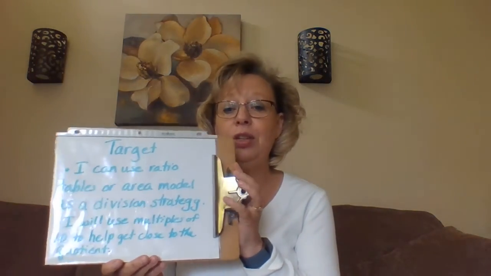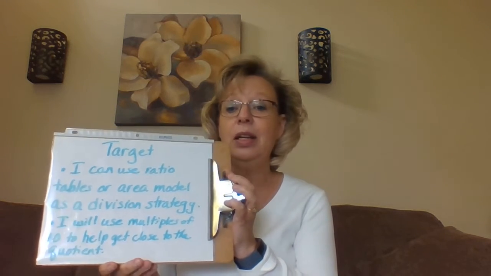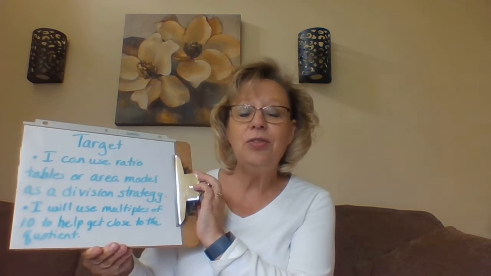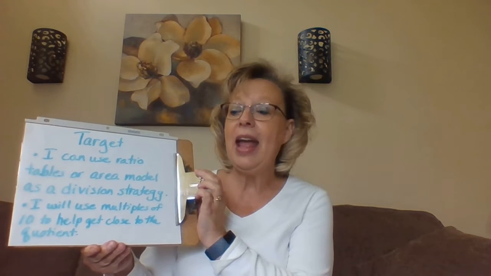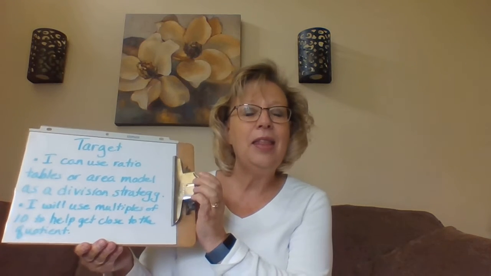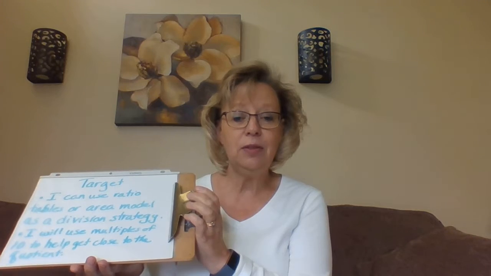So we started the week earlier, going back and reviewing division and interpreting remainders. Today we're going to continue that learning of division and getting to some bigger numbers. And so our target for today is that you are going to use ratio tables or the area model as a division strategy to solve division problems. And because these are bigger numbers, we're going to use our multiples of 10 to help get close to the quotient. So that word quotient, if you remember, is the answer to a division problem. So when you see that word quotient, that means it's division.